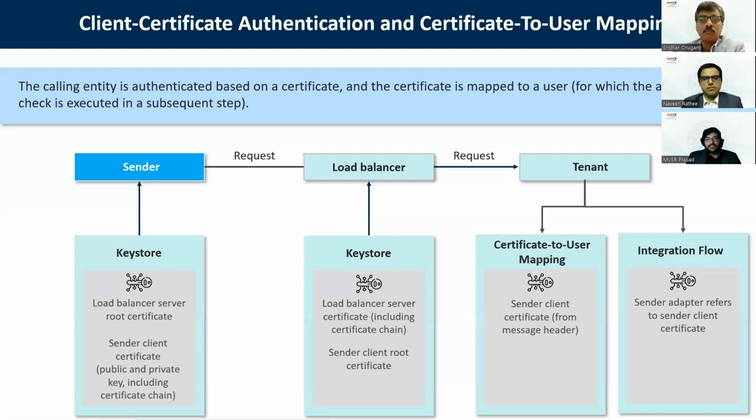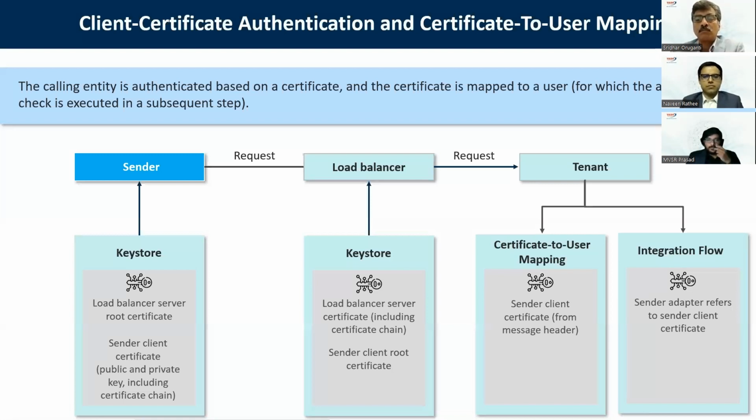So that means, for example, here the sender is trying to access the load balancer because they need to access the tenant, but the load balancer needs to be satisfied with the credentials. That's where the root certificate is going to be maintained in both. And similarly, the chain needs to be maintained here in the client, at the tenant level as well. So that's where the load balancer is going to be authenticated, and subsequently the request will be passed to the tenant.